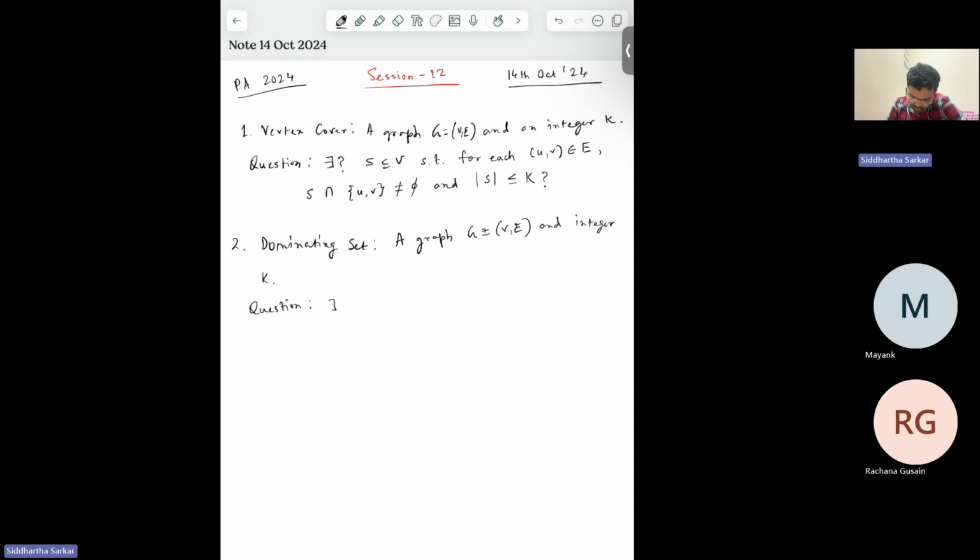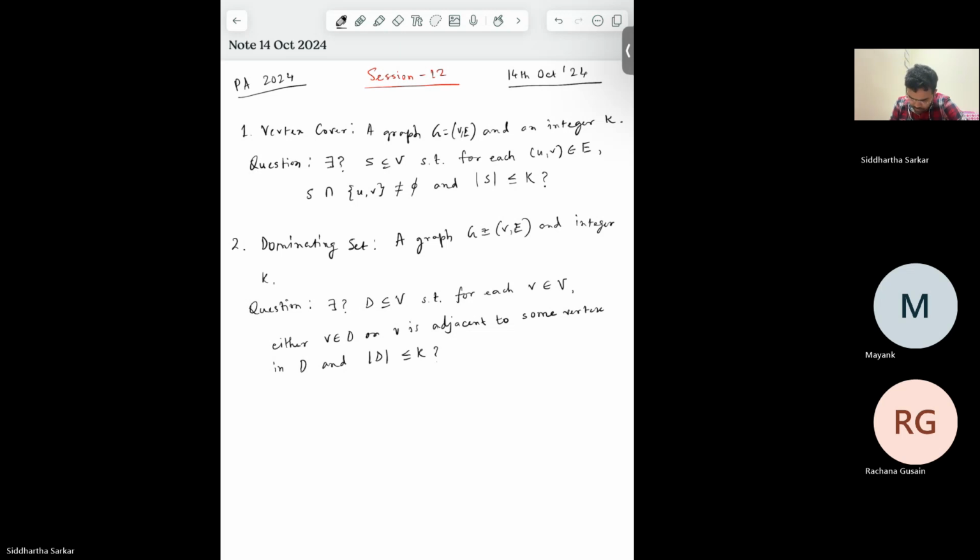The question is, does there exist a set D of the vertices, such that for every vertex V in the graph, either V is in D or V is adjacent to some vertex in D, and the size of the set that you have picked is at most K. So this is the dominating set question.